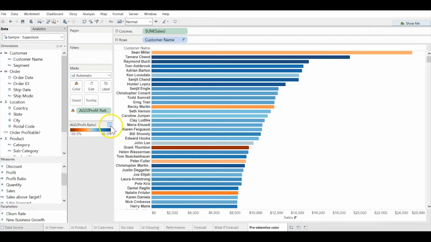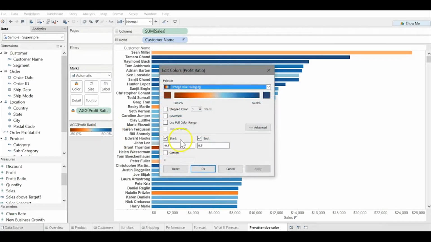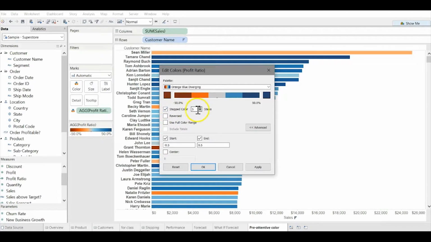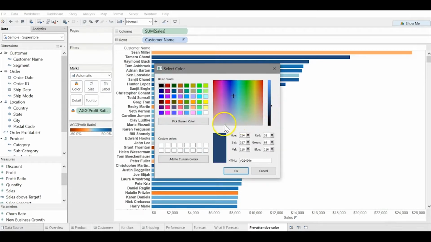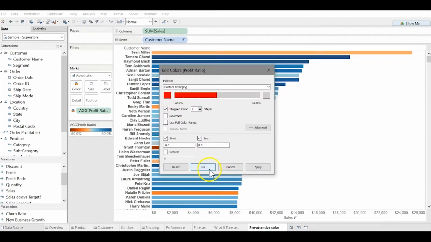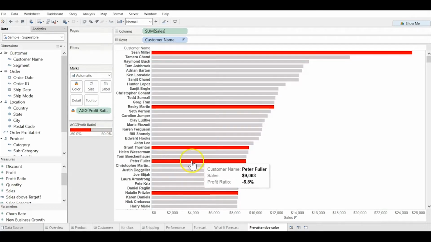So let's do this. Let's use the color palette and fix the color so that we have a light gray to represent those that actually made money, made a profit, and a red to indicate that there was a loss. So it's irrespective of the number of sales. The color is red if the profit was less than zero, and a very light gray if they made money. I'm just doing that right now, and then we can see the difference.